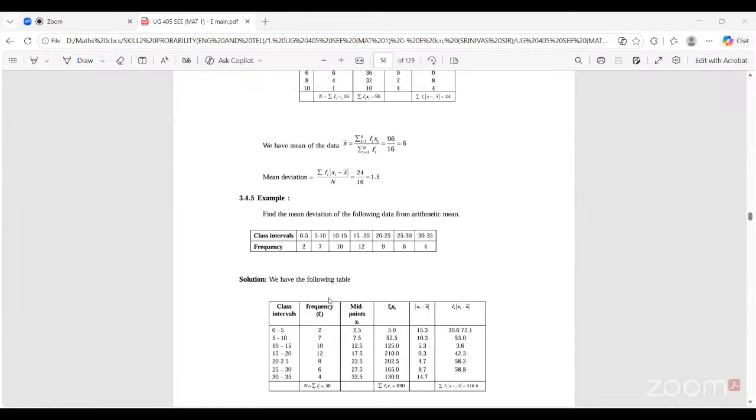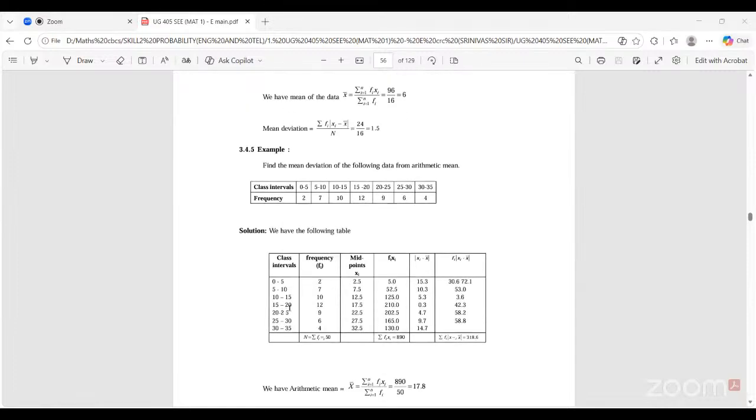Find the mean deviation of the following data from the arithmetic mean. Class intervals: 0 to 5, 5 to 10, 10 to 15, 15 to 20, 20 to 25, 25 to 30, 30 to 35. Frequencies: 2, 7, 10, 12, 9, 6, 4. Here we have to take the total. Cumulative: 9, 19, 20, 31, 40, 46, 50. So the midpoints are 2.5, 7.5, 12.5, 17.5, 22.5, 27.5, 32.5.